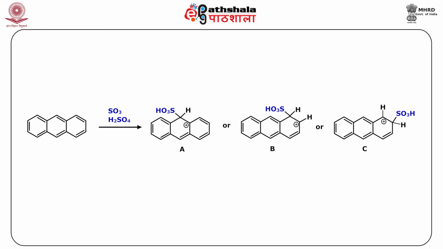Similarly, if you consider anthracene, electrophilic substitution occurs at the middle ring via intermediate A. This is due to the fact that intermediate A has one resonating structure preserving two benzenoid rings, which is lacking in the other two modes of attack. That means that is favored.